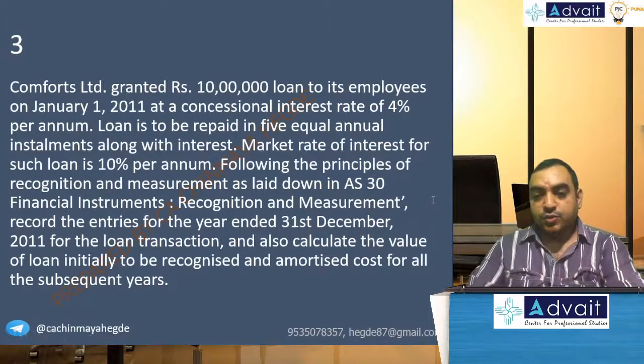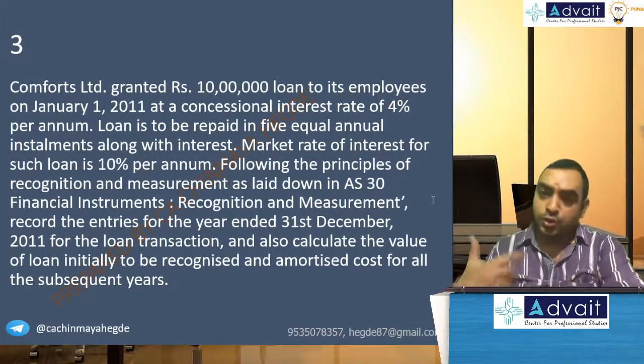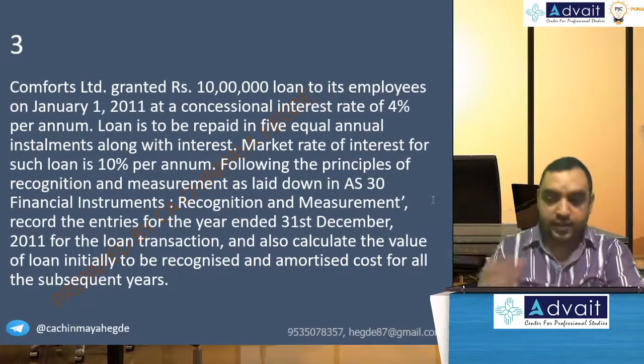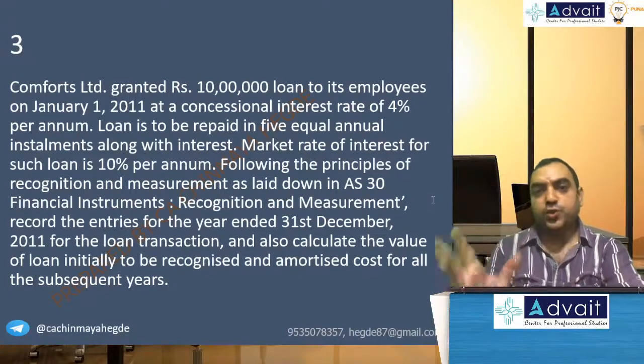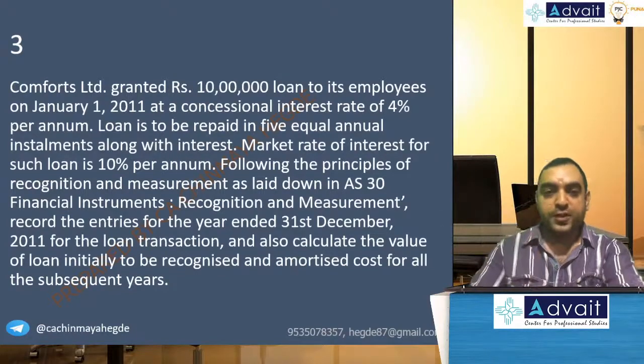FVTOCI balance at the year end goes to retained earnings. Yes, FVTOCI also goes to retained earnings. P&L also goes to retained earnings. Whatever the surplus will be shown in retained earnings. That is other equity. It will be shown in other equity.